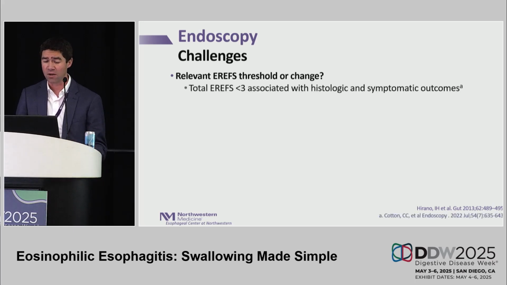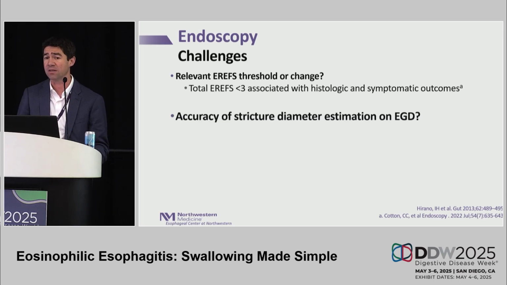Some work from UNC suggested that an EREFS score less than 3 did have some association with histologic and symptomatic outcomes, but we still don't quite know what the ideal change score is. But also, when you look at endoscopic limitations, it comes to trying to estimate the degree of narrowing of strictures. And we've seen a lot of discordance here.